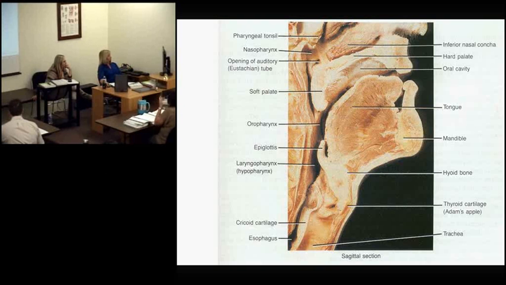Here's the hyoid bone. It's been cut in half. The thyroid cartilage or Adam's apple, the trachea cut in half, the cricoid cartilage, your esophagus, and the soft palate. I just think it's a cool picture.